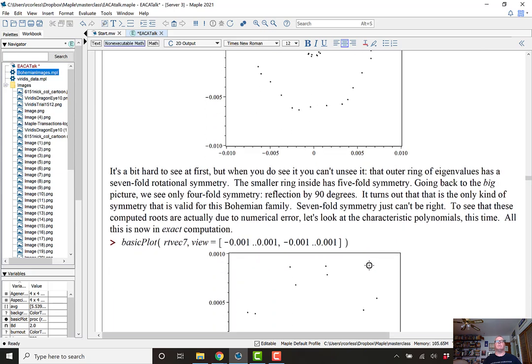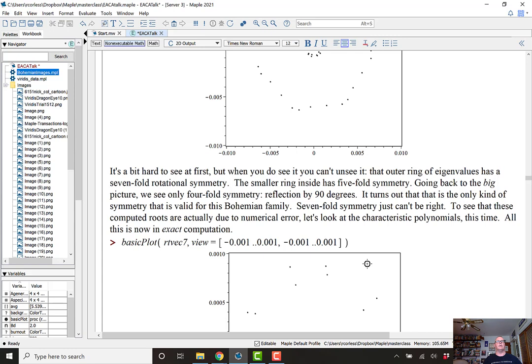It turns out that the only kind of symmetry that's allowable is fourfold symmetry. We can have negation and conjugation, which will give us the fourfold symmetry, and that's the only kind that's allowed. Well, I'll give you a proof of that in a minute. So what we're looking at here must be rounding error.